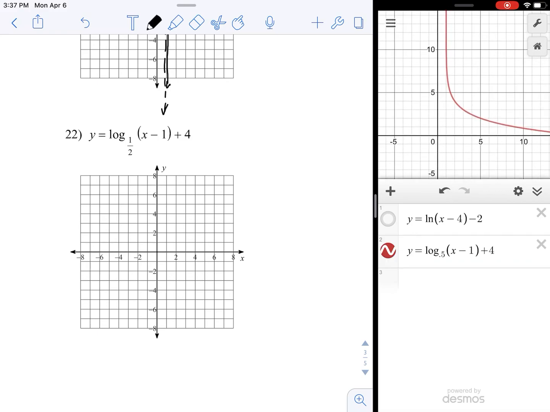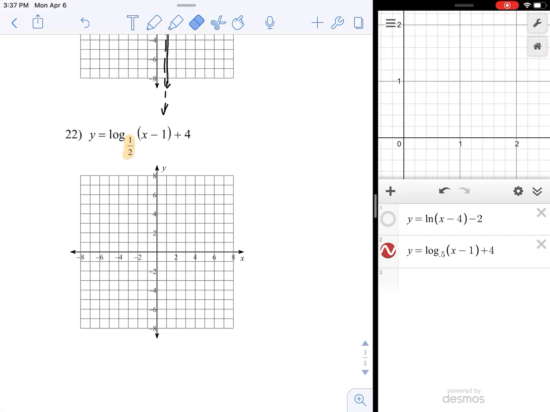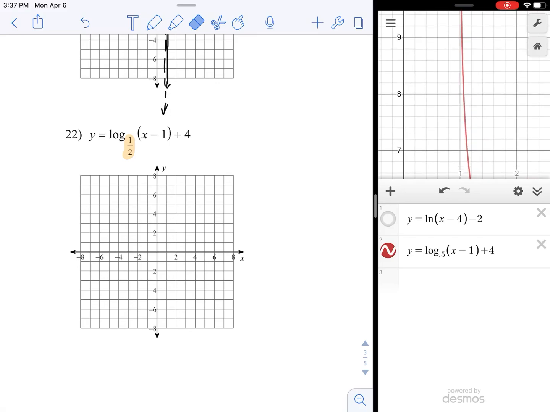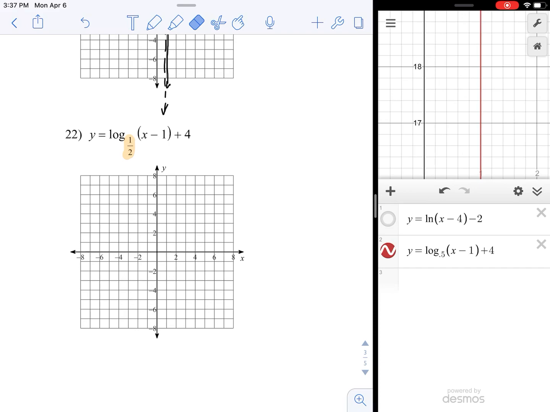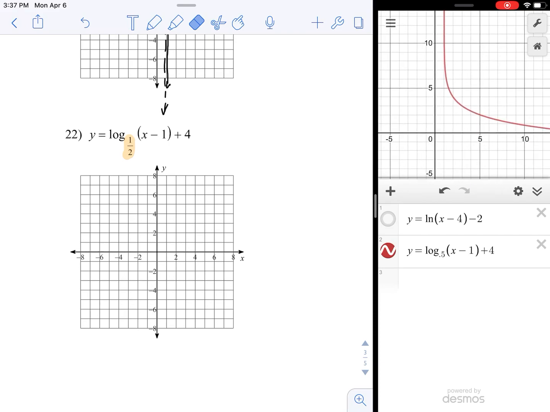So now, having a base that's a fraction, 1/2, or a 0.5, instead of making a graph that looks kind of like this, it actually flips it upside down. Now, can you look at that and tell what the vertical asymptote is? I think it should be pretty obvious that it's at 1. If I scroll up, it gets really, really close to 1 without ever crossing it. And is there a key point or two that I can graph?